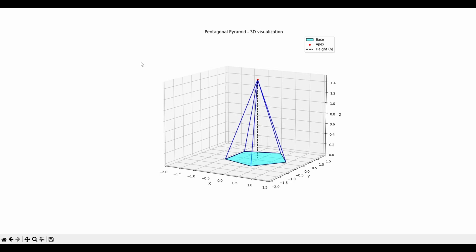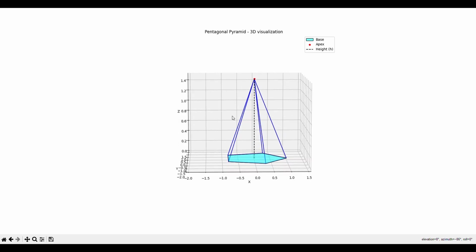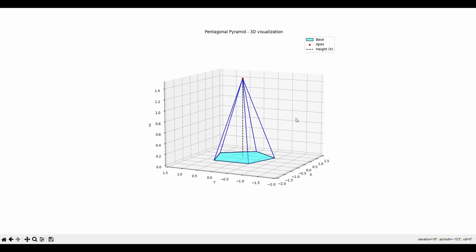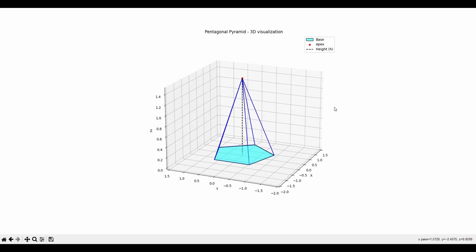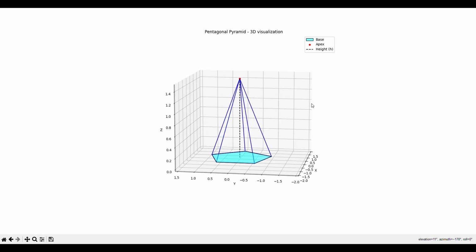Now let's visualize another shape. This shape is called a pentagonal pyramid. A pentagonal pyramid has 6 faces, 1 pentagonal base, and 5 triangular lateral faces. It has 10 edges. 5 of the edges are formed by the sides of the pentagonal base, and 5 edges are the lateral edges connecting the apex to each vertex of the base. There are 6 vertices in total, including the apex and the 5 vertices of the base. We can see all of these properties in the figure along with its height.